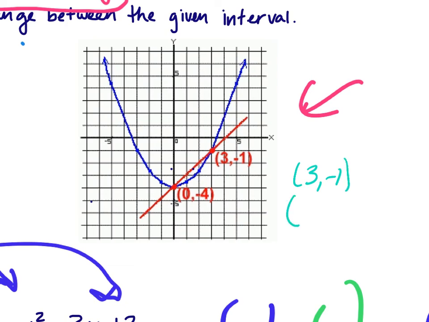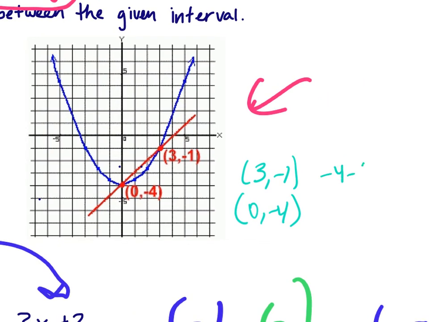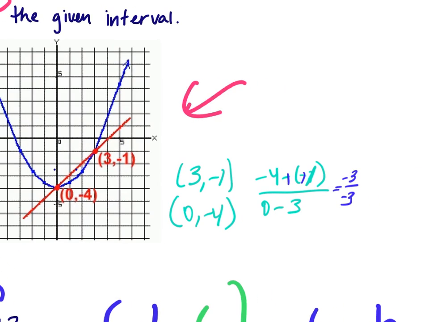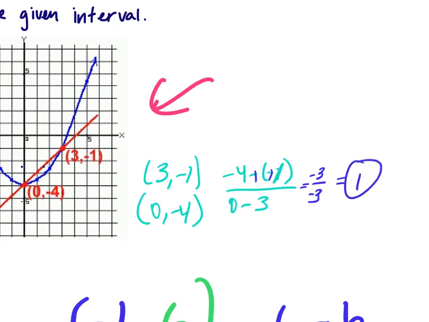3, negative 1, and then 0, negative 4. So we would say negative 4 minus negative 1, right? And then I'd say 0 minus 3. So I would get negative 3 over negative 3, which gives me +1. That would be your average rate of change.